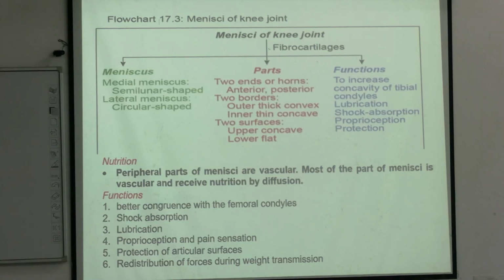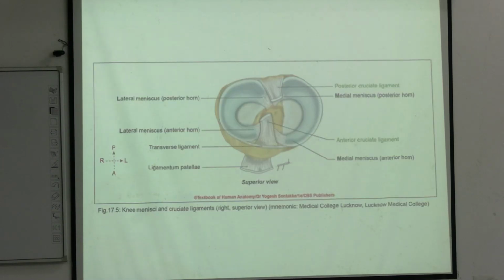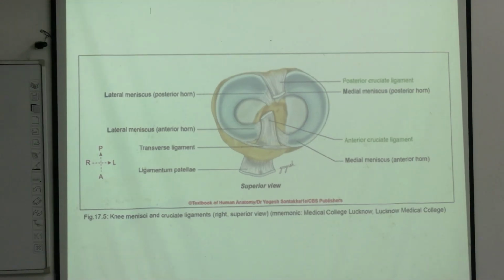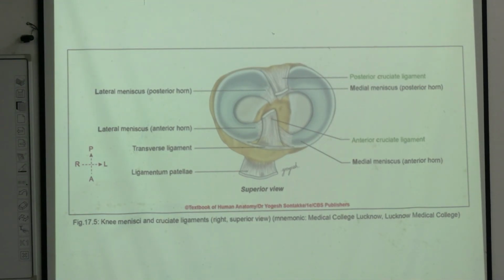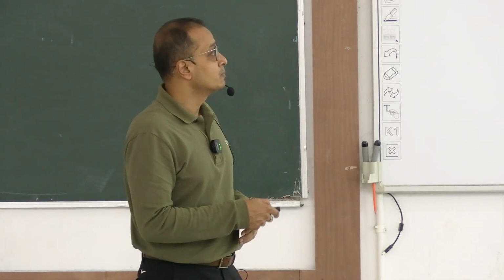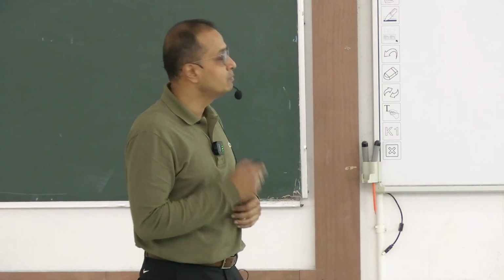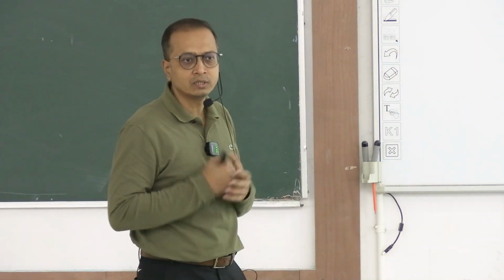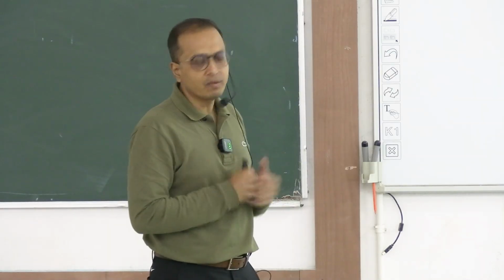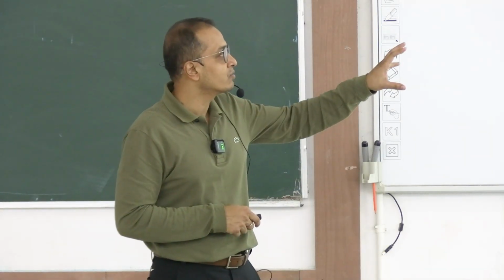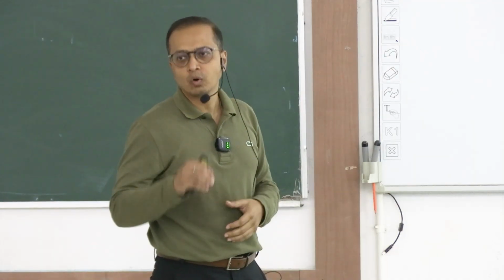What are the functions of this disc? They increase the congruency, that is, the depth of this joint is increased, so that the femur fits very well on the tibia. When the femur and tibia make the knee joint movement, they move like a single unit, very smoothly. They also keep this joint as a shock absorber. Whenever you are jumping or thumping, the vibrations and pressure are transmitted or absorbed. So they act as shock absorbers for us.